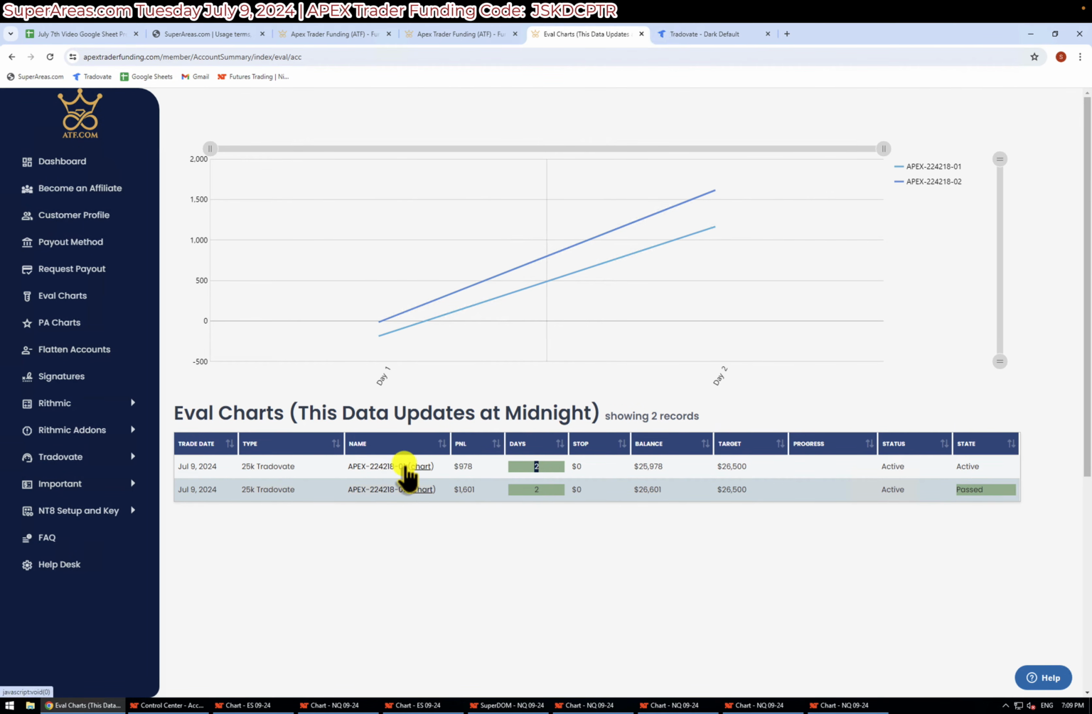And in account number 1, I have made $978, and account number 2 says "passed" right here, because I just needed to make $1,500 and I made $101 extra above it. It doesn't mean they will give you any money. It just means that my trade was able to make this profit, and when I closed it, I got $100 more. So because it says so, I was able to pass it in 2 days.